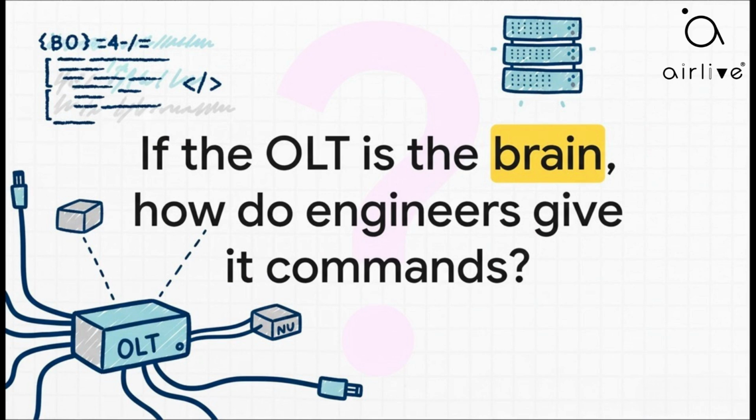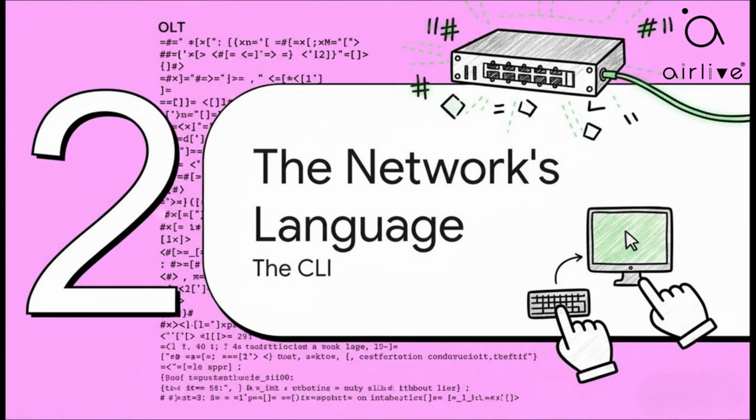So if this OLT is the brain, right, how do engineers actually tell it what to do? I mean, here's the wild part. This incredibly powerful piece of hardware doesn't have a screen or a mouse or any kind of fancy app. To command this thing, engineers have to speak its native language, and it's a very specific text-only language. All right, so how do they speak this language? They use what's called a command line interface, or CLI. You can literally think of it as a direct text-only chat window, but you're having a conversation with the very core of the network itself.